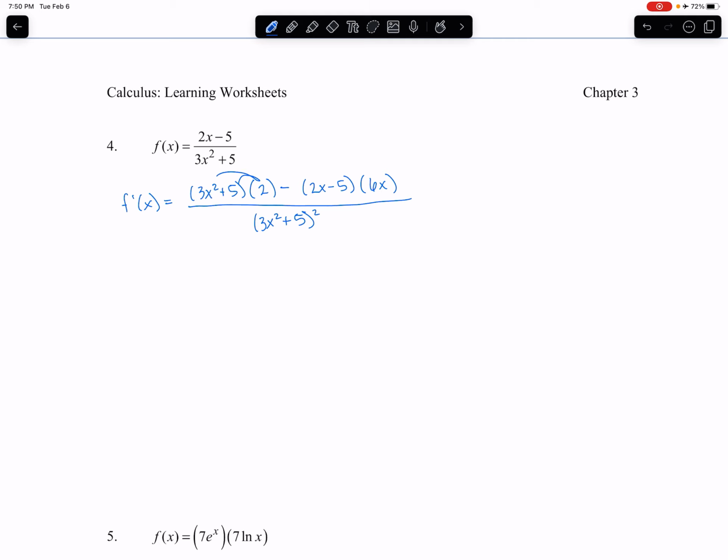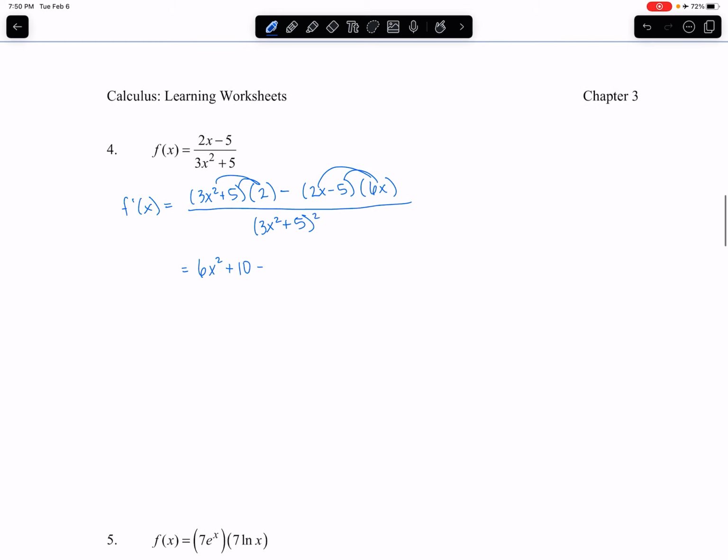We can distribute. We'll get 6x squared plus 10 minus 12x squared plus 30, 30x actually, over 3x squared plus 5 squared.